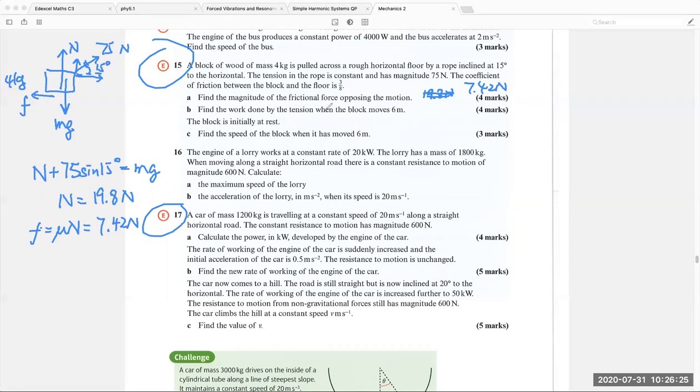So for part B, find the work done by tension to move 6 meters. You need to decompose the tension to the direction along the displacement. So the answer should be 75 times 6 times cosine 15 degree. So the answer is 435 Joule. Yeah. So for part C, I give you 1 or 2 minutes to find the answer.